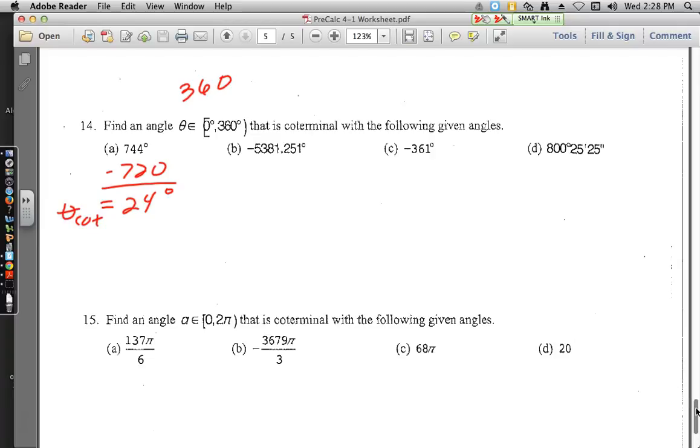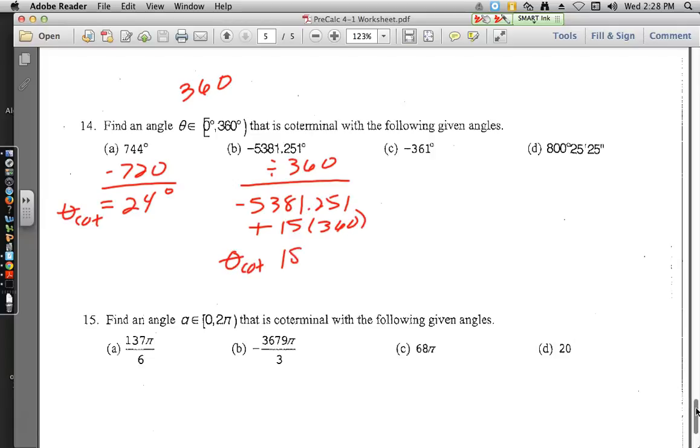Next one up, we're going to have to do some division there. So you take your negative 5,381.251 and you divide that by 360. And what you get, you make sure you round up since this one was negative. So we're going to have negative 5,381.251 plus 15 times 360. And that gives us theta coterminal, which is 18.749 degrees when you do that.